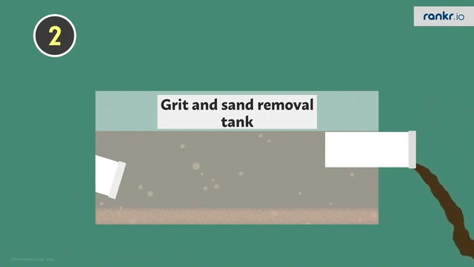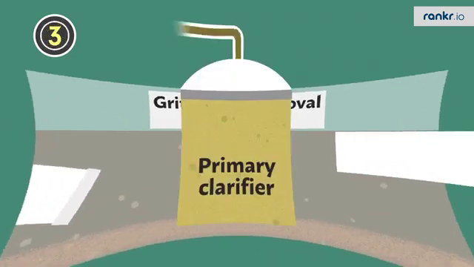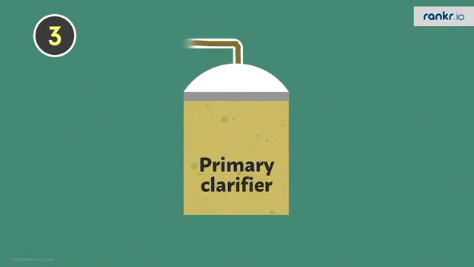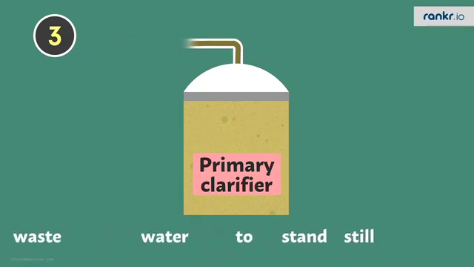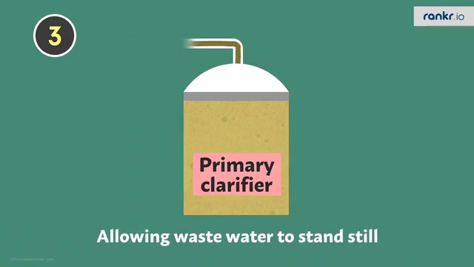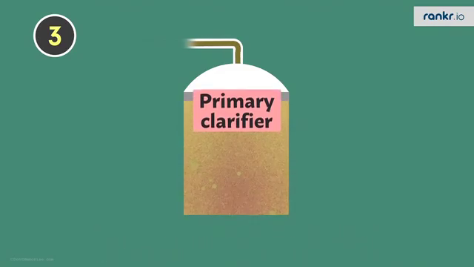Now the next step is when other impurities are allowed to settle down at the bottom. This is done by passing the water in the primary clarifier. What is a primary clarifier? It is simply a tank in which the wastewater is allowed to stand still for a few hours. This helps in separating the impurities that settle at the bottom of the tank. The settled impurities are collectively referred to as sludge.